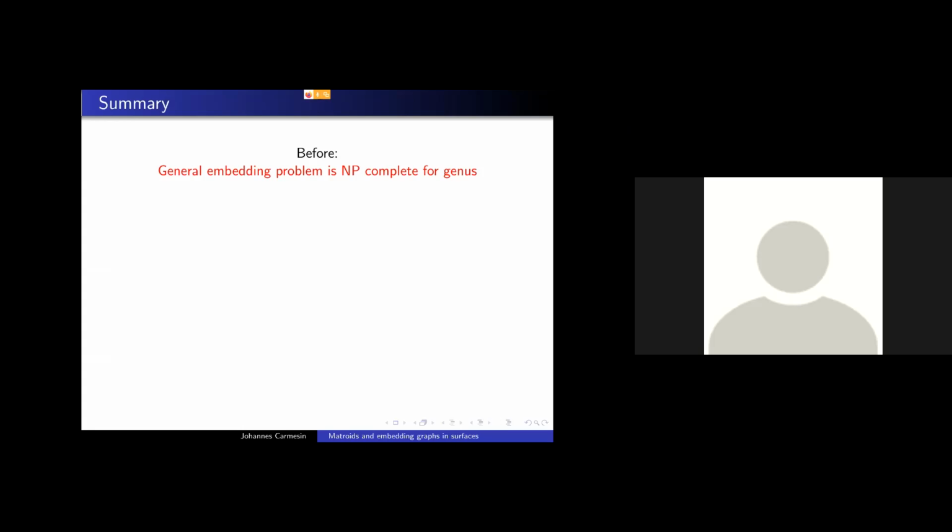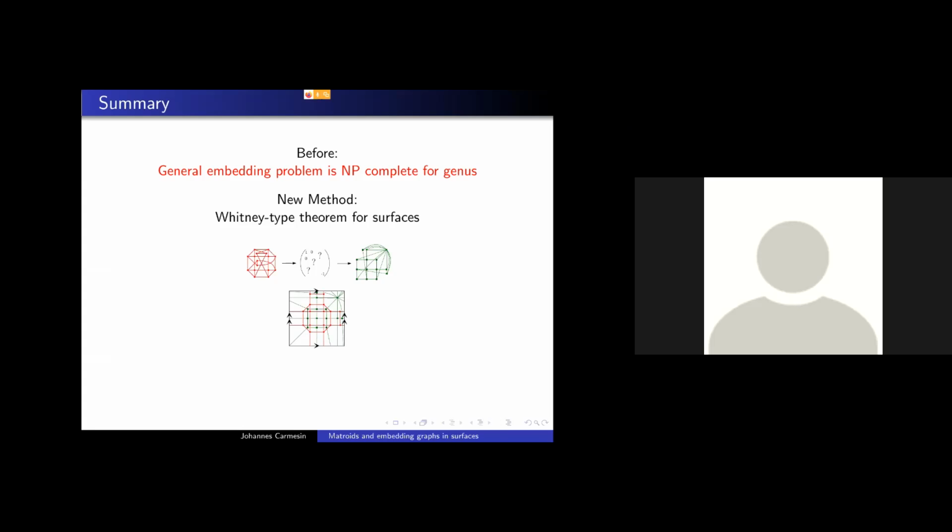So let's summarize. In 1989, Carmesin proved that the general embedding problem for minimum genus is NP-complete. And at that time, probably because people were not quite satisfied with this, they also suggested we should first look at subclasses of all graphs. But for these subclasses, Carmesin was able to extend his construction. So for example, he proved that also, if you just look at bounded degree graphs, then the embedding problem for minimum genus is still NP-complete.